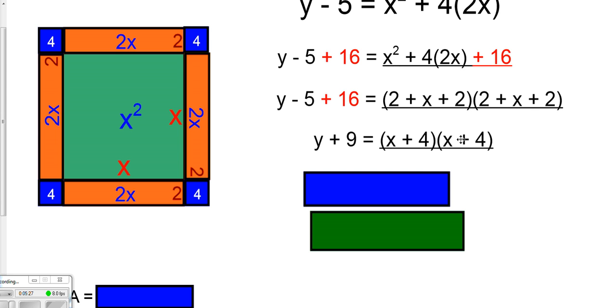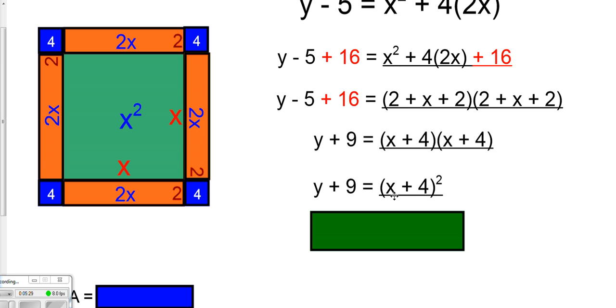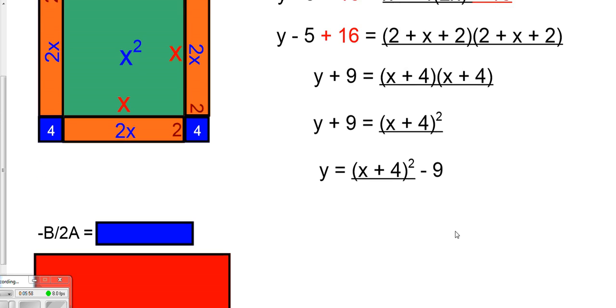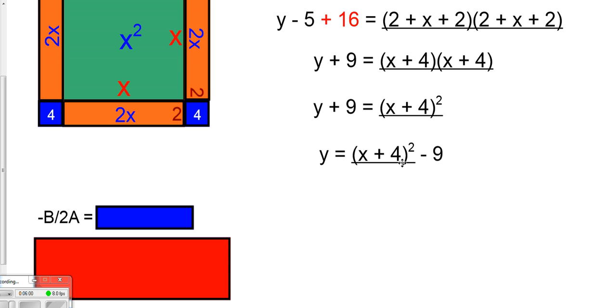A binomial times itself is the same as calling it that binomial squared. So x plus 4 is up here because x, 2, 2, and x plus 4 is along the side, x, 2, and 2. So x plus 4 squared makes the whole area of this square. Now we want to keep y alone, so I'm going to subtract that 9 back so that it says y equals x plus 4 squared minus 9.